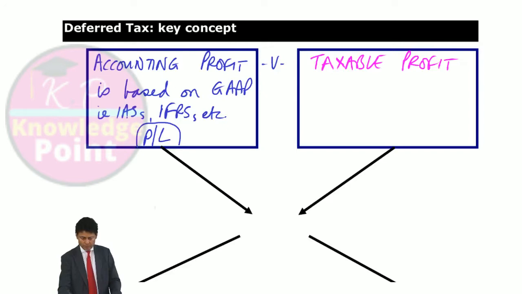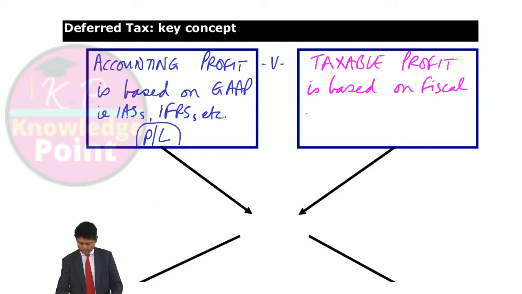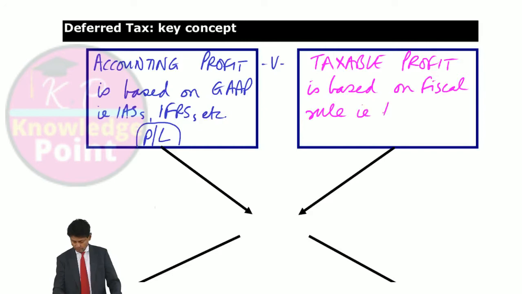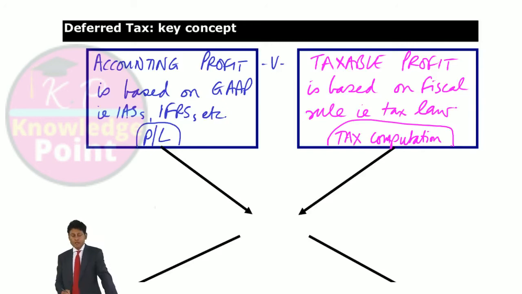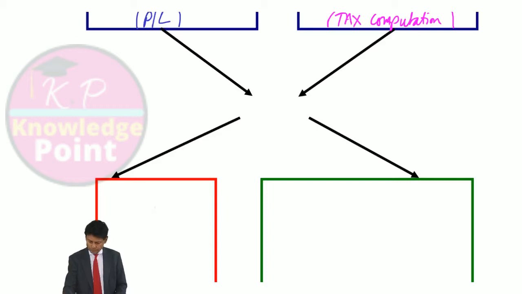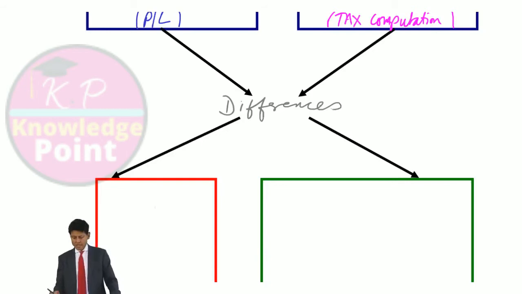The taxable profit on the right is based on fiscal rules. That's the tax law in each country. And so this is your tax computation. So let's say the accounting profit is, what shall we say, 250,000, and the taxable profit is say 150,000. That difference, which I'll show in here somewhere, is described as differences, say 100,000: 250 on the left, 150 on the right, a difference of 100,000.